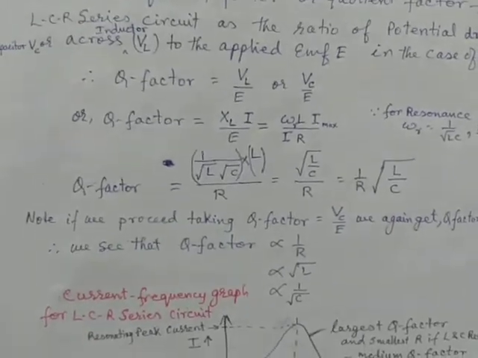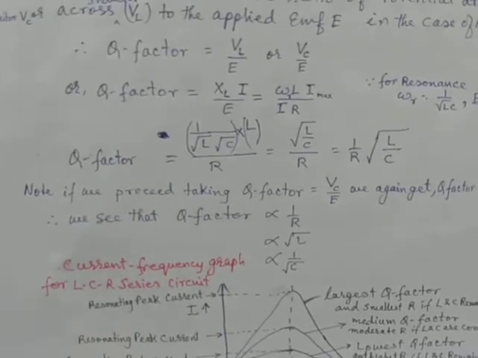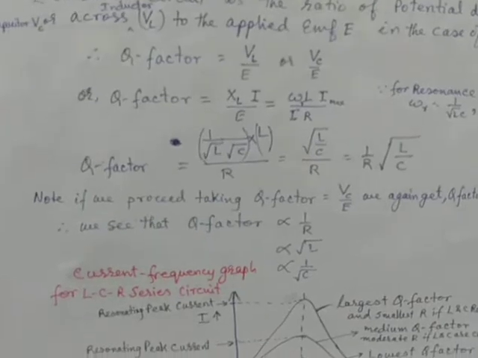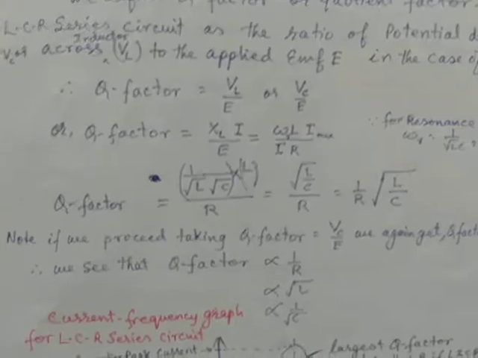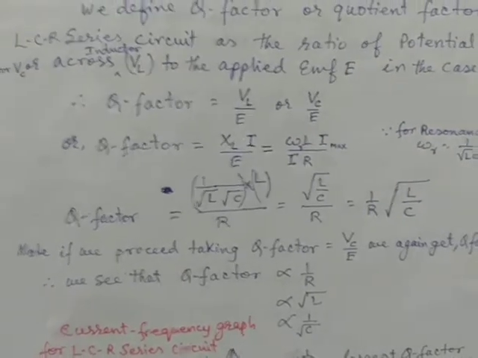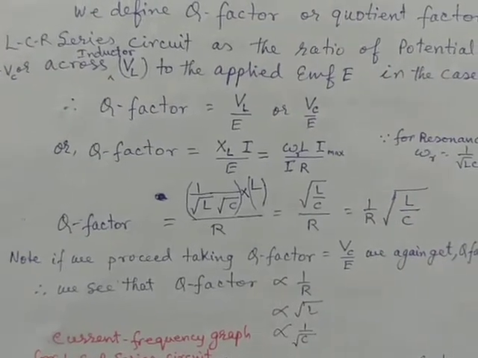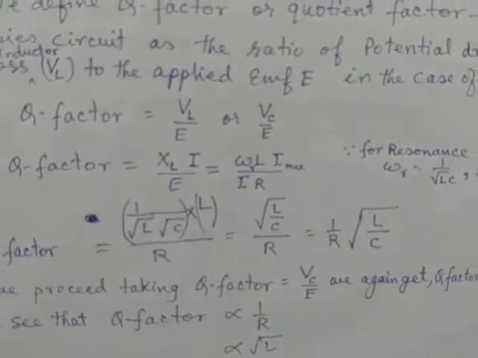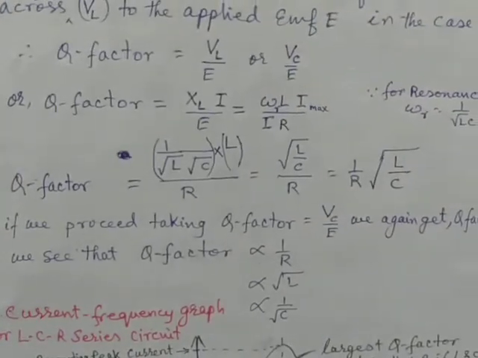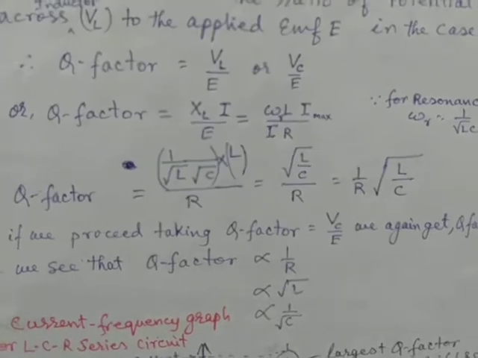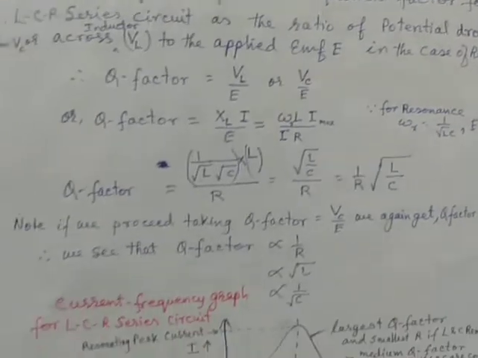You see also, we can define Q factor as the ratio of potential drop across capacitance divided by total applied EMF in the case of resonance. So again, if you proceed taking this relation Q factor is equal to VC by E, you will finally come to the same result. Q factor is equal to 1 by R under root L by C when you use the relation omega R is equal to 1 by under root LC.